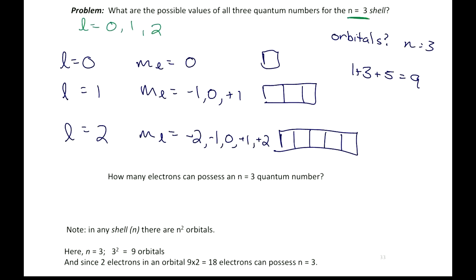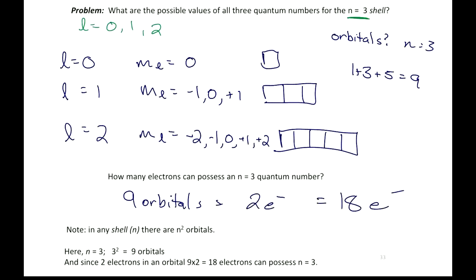Two possible, yes. So two possible spins for each box, right? We can put 2 electrons in each box. So 9 orbitals times 2 electrons per box equals 18 electrons.